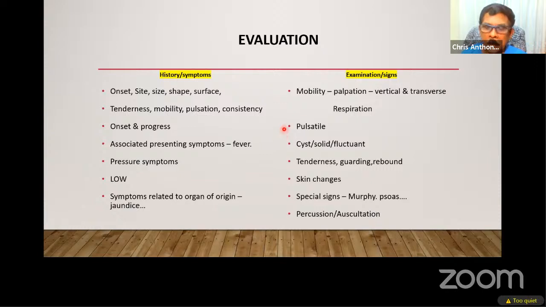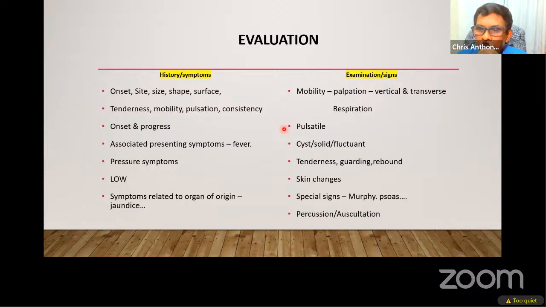The next is pulsatile. This is a very important thing, especially if the patient is elderly, and you must think of aortic aneurysms. Pulsatile mass is very important. The most common cause of a pulsatile abdominal mass in an elderly patient is aortic aneurysm.